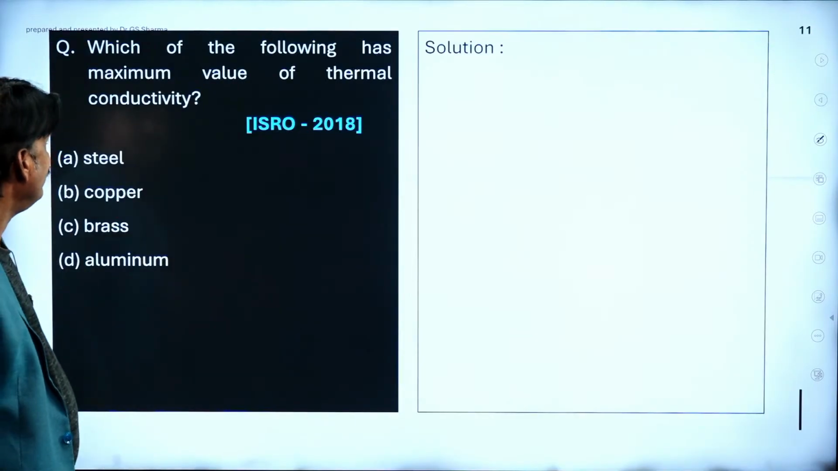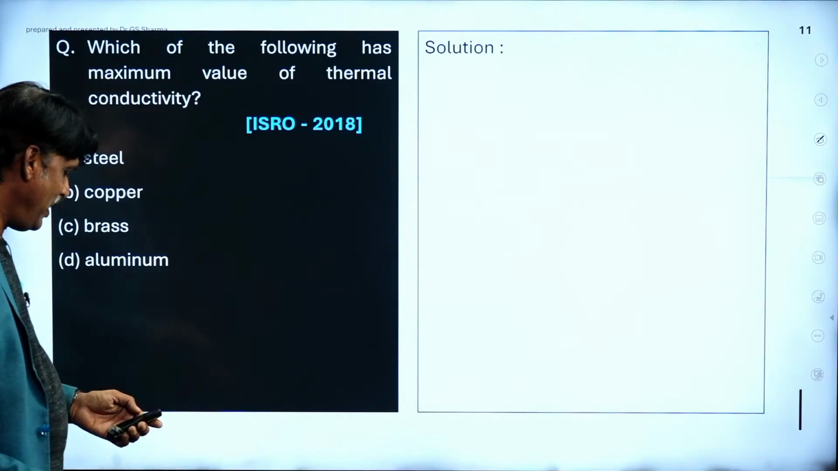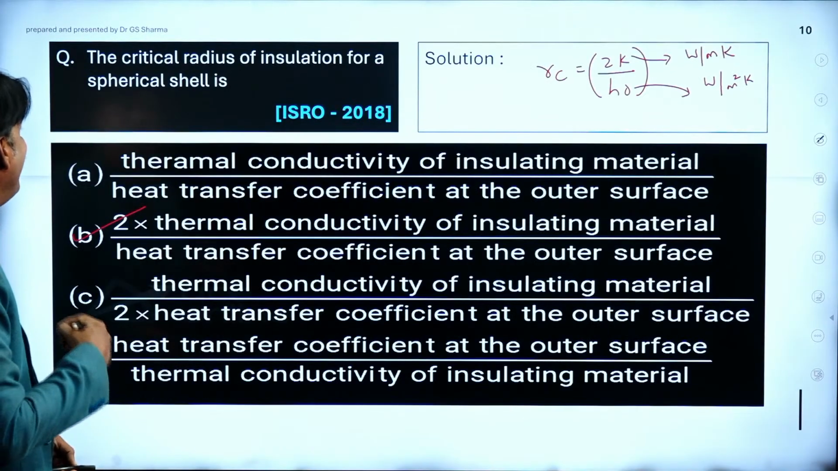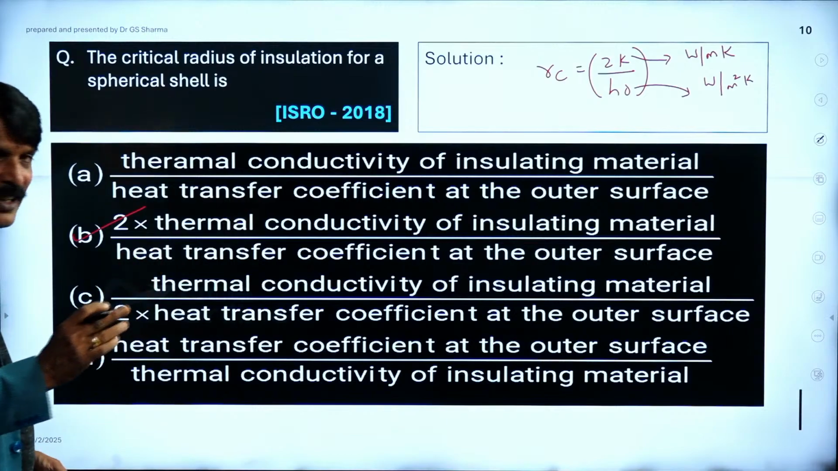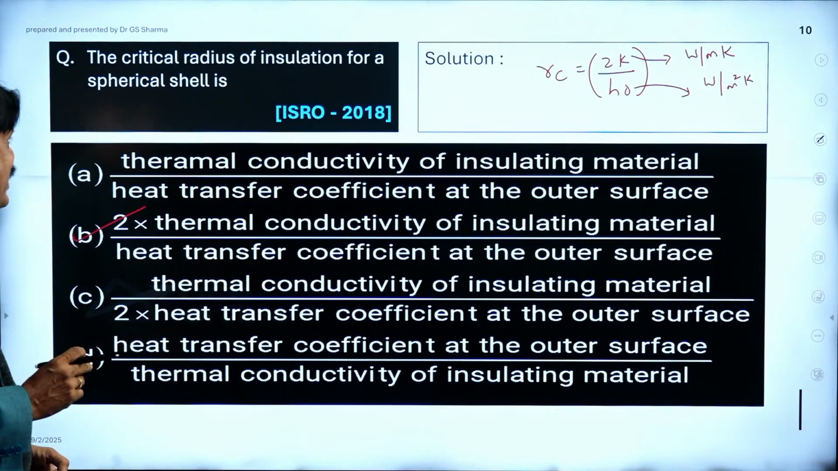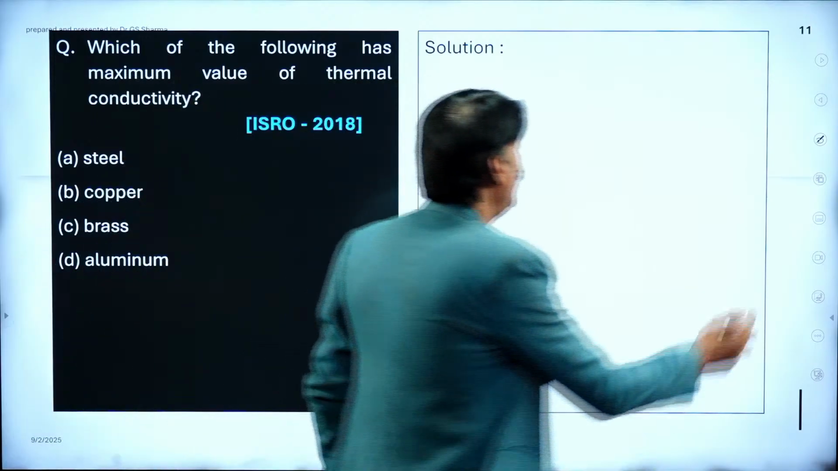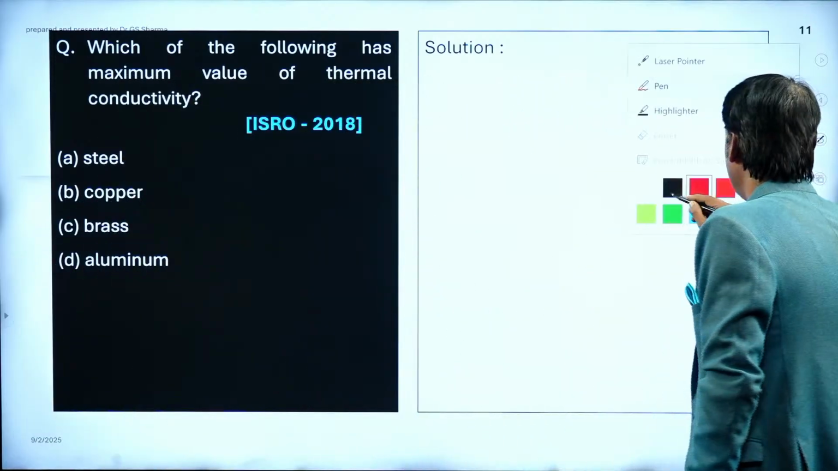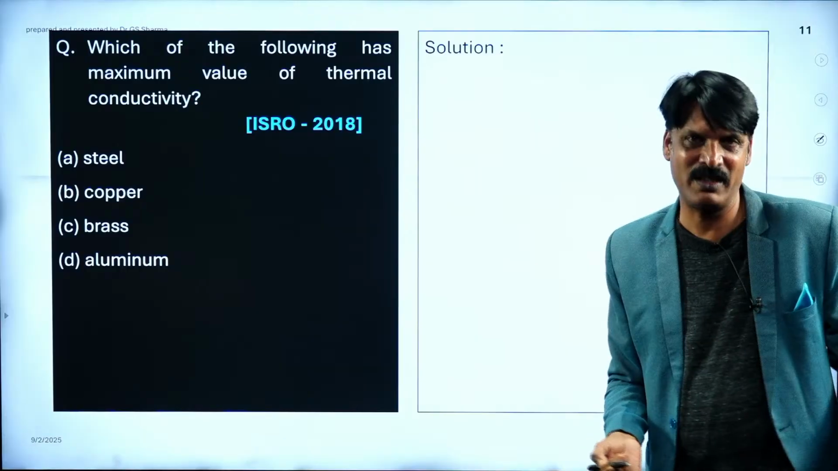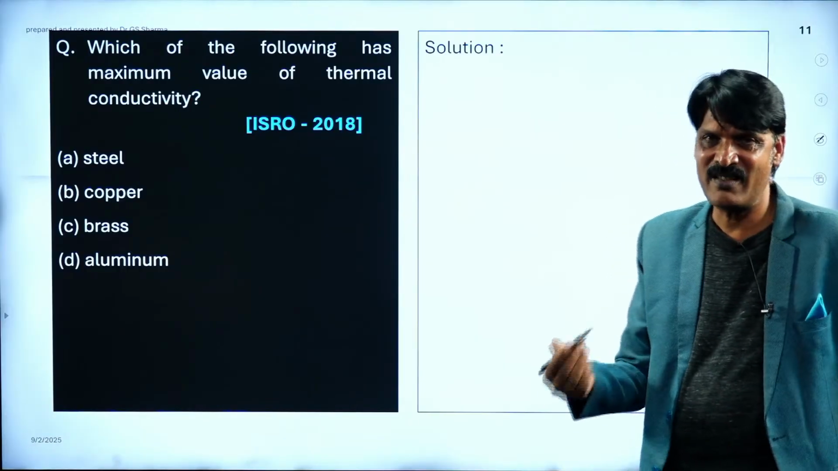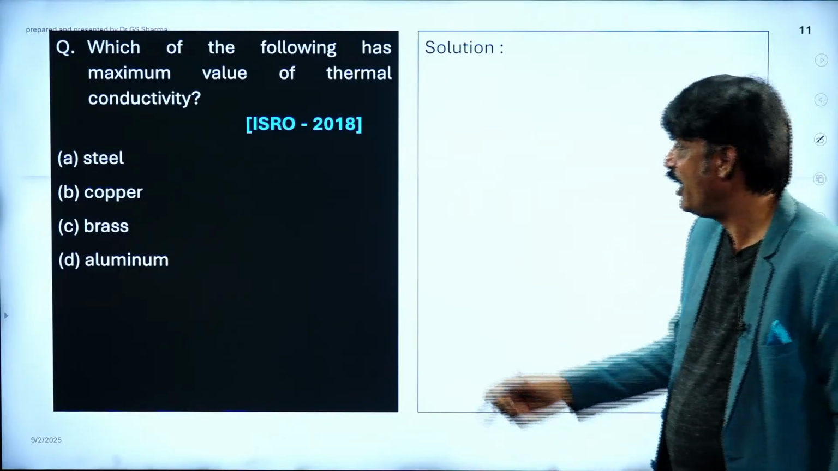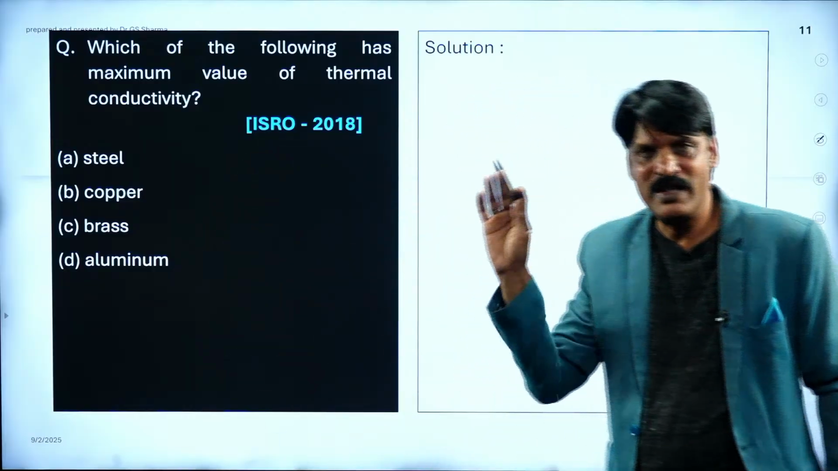Then see, if you look at it, there are theoretical questions that are coming. This is a question in 2018, and if you are looking at 18, again there is one more question. Which of the following has maximum value of thermal conductivity? I always go with this particular concept of variable thermal conductivities and which material has high and which material has low. If you look at it here, he has given only solids.